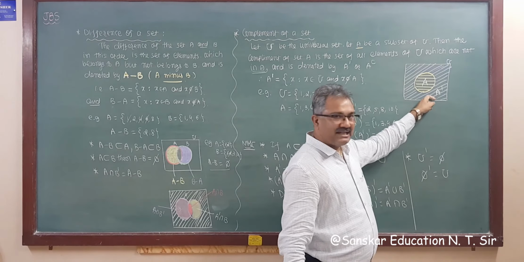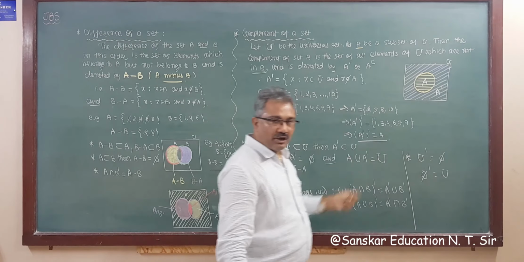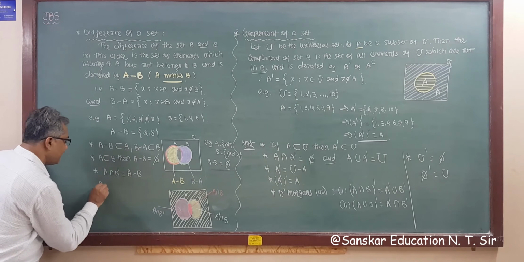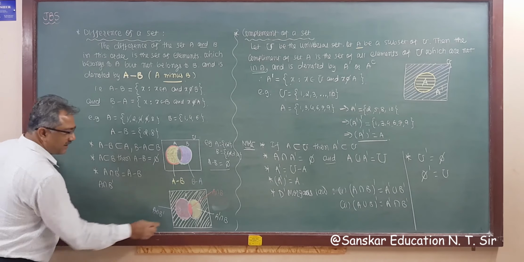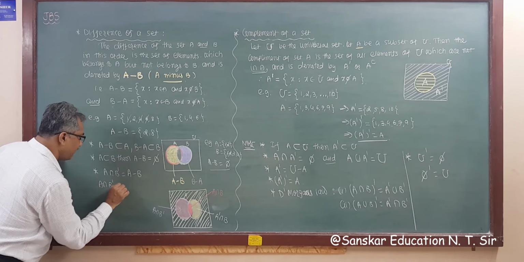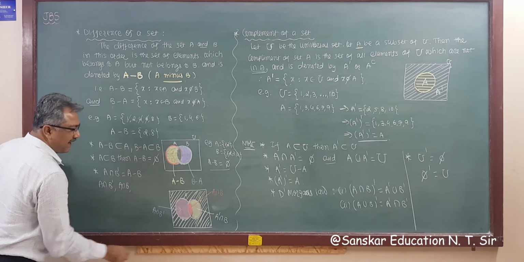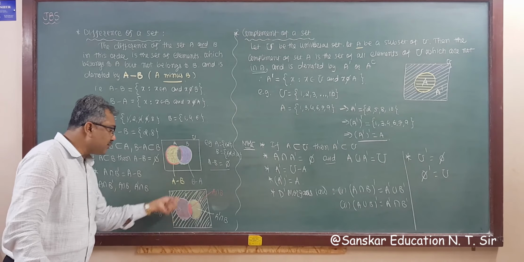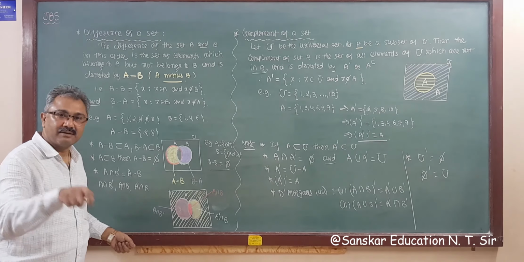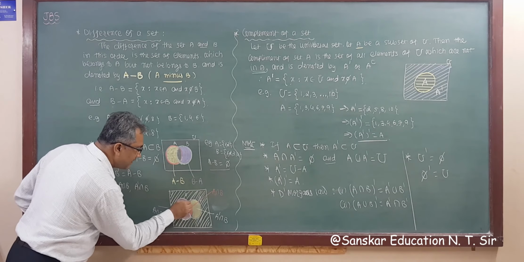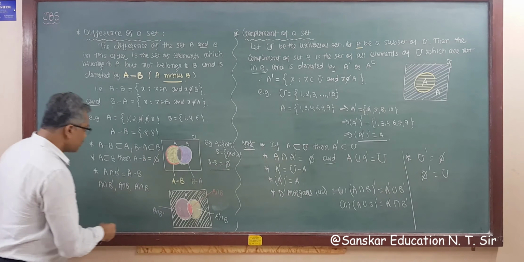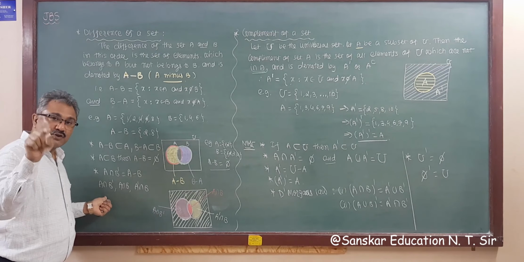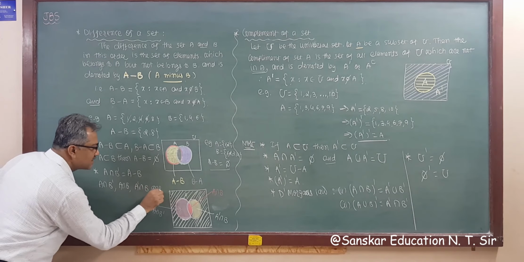A intersection A dash is phi and A union A dash is U. So similarly here this is A intersection B dash. Then this red portion is A intersection B, and this portion is A dash intersection B. The intersection of any two of these three sets is a null set, because the first portion is this, the second is this, and the third is this. When the intersection of two sets is a null set, the sets are said to be disjoint. So these are all disjoint sets.